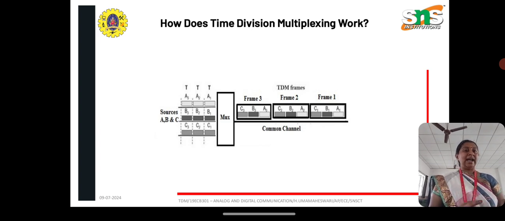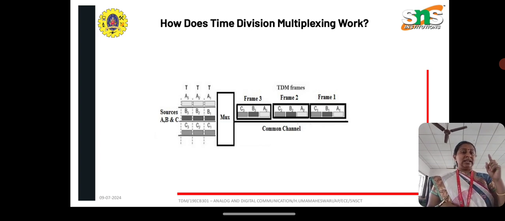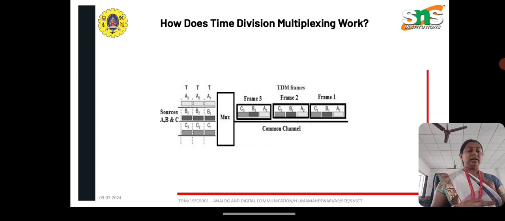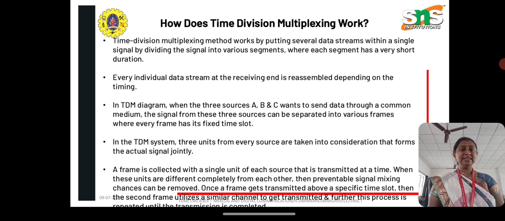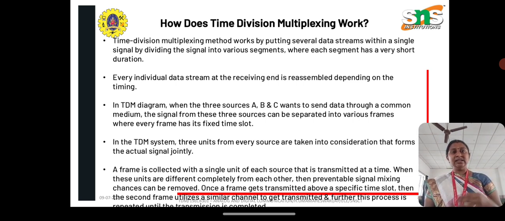The number 1 slots will be sent to the common channel, that is A1, B1, C1, which forms frame 1. Then frame 2 data is taken, then frame 3. Likewise, it goes on. So every individual data stream at the receiving end is reassembled depending on the timing.